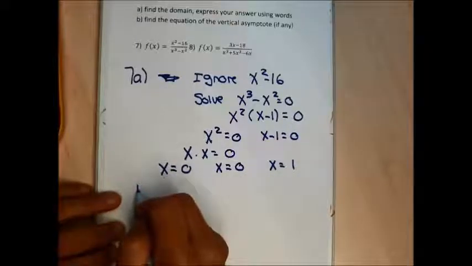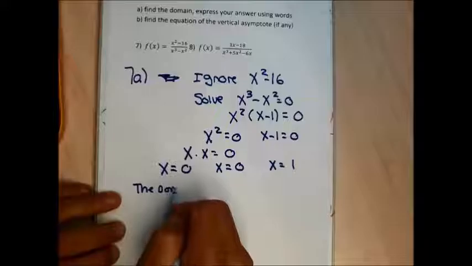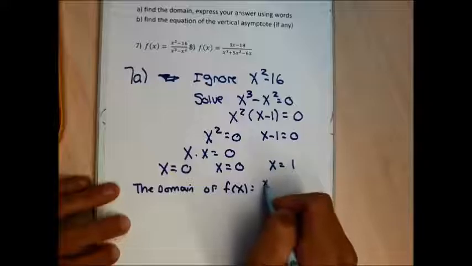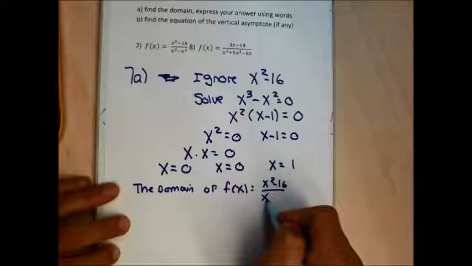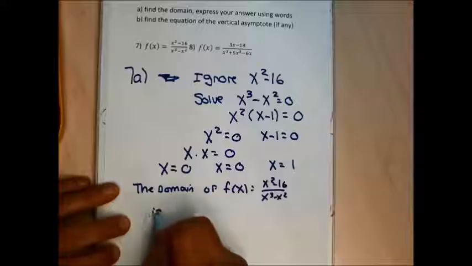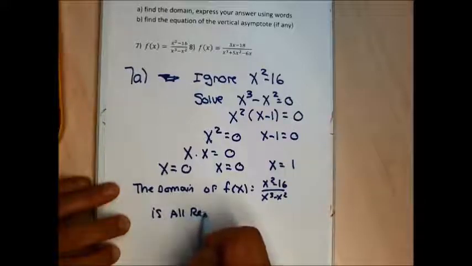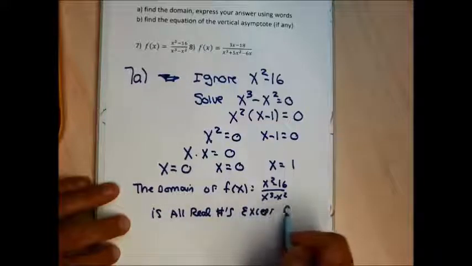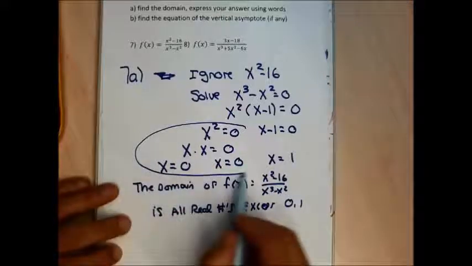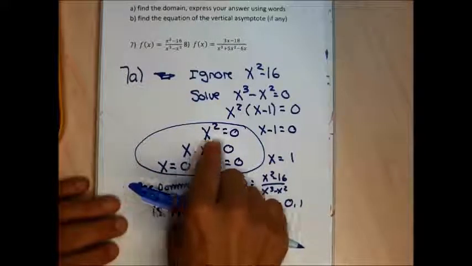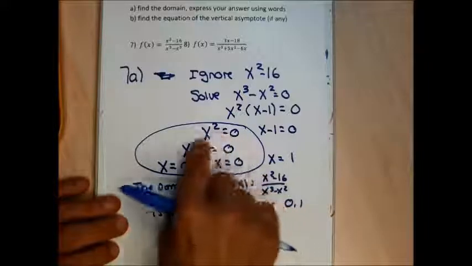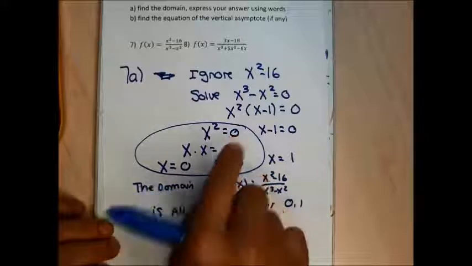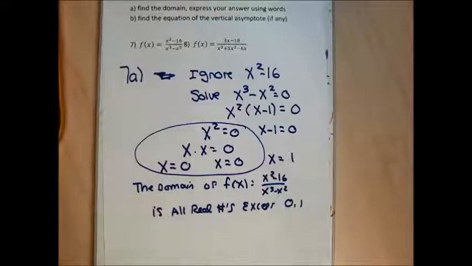So in my answer to part A, the only numbers to exclude from the domain are 0 and 1. So I'm going to say the domain of the fraction f of x equals x squared minus 16 over x cubed minus x squared is all real numbers except 0 and 1. I don't know if I did this too fast, but theoretically the only number that when you square it can be 0 is 0. Any number other than 0, if you square it, you don't get 0. The reason this answer is only 0 is because the only number squared that gives 0 is 0.